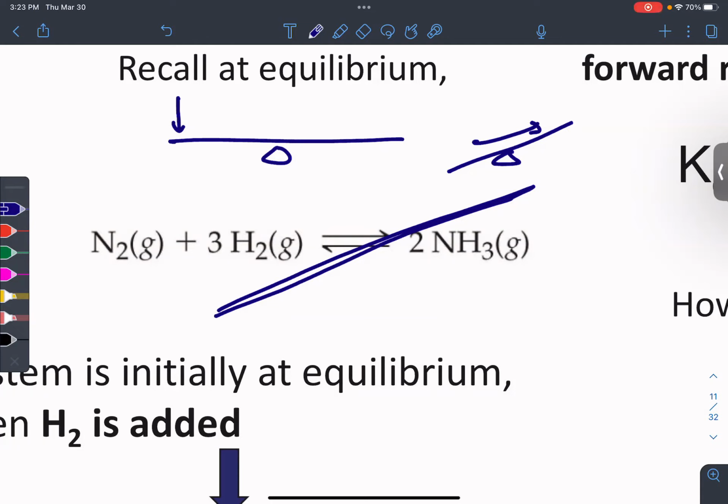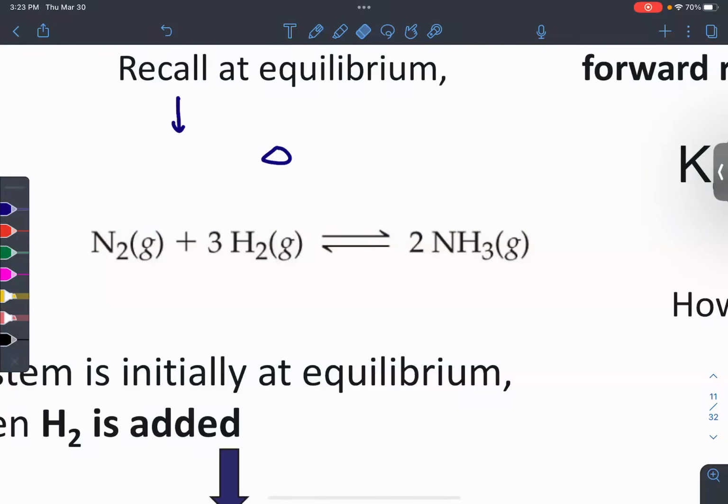What if I remove H2? Which way is the reaction going to shift? Backwards, back to the reactant side to fill that void. So that's kind of the quick and dirty way to do Le Chatelier's principle. This is the real way to do it, all right?